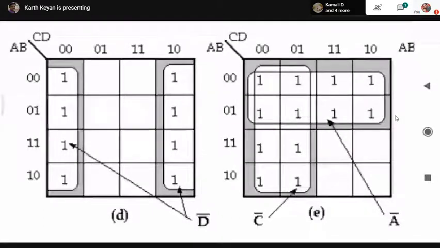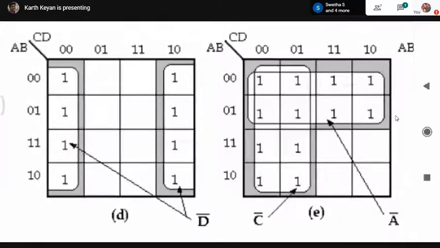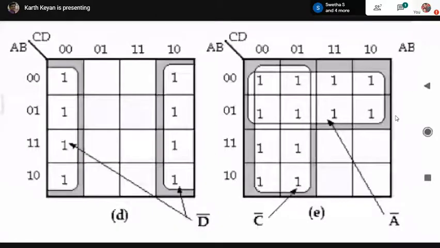Over the top, the first column is C bar D bar, the second column is C bar D, the third is CD, and the last column is CD bar. Which one is common for the first column and the last column? It is C bar D bar, CD bar. It goes like this.